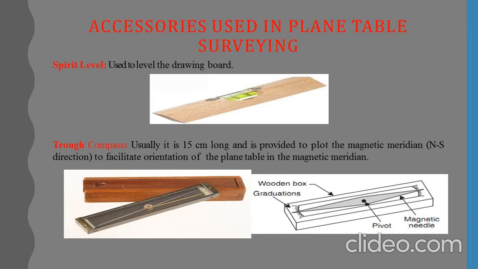This is another accessory, that is the spirit level and trough compass. The spirit level is mainly used to level the drawing board, and the trough compass is usually used to plot the magnetic meridian. That means to fix the north-south direction and to facilitate the orientation of the plane table in the magnetic meridian.